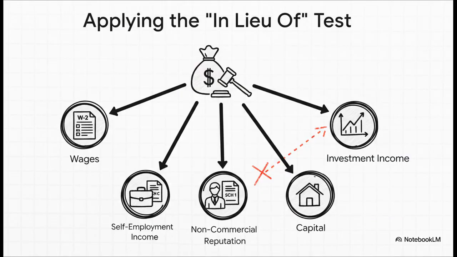Okay, so let's break this down. When you apply this in-lieu-of test, everything starts to fall into place. If the settlement money is replacing lost wages, well, it gets taxed like wages on a W-2. If it replaces lost business income from a sole proprietorship, then yeah, it belongs on a Schedule C. But, and this is the one to really watch out for, if it's for damage to a person's non-commercial reputation, it's just other income on Schedule 1. That means no self-employment tax. This is where so many of the errors happen.